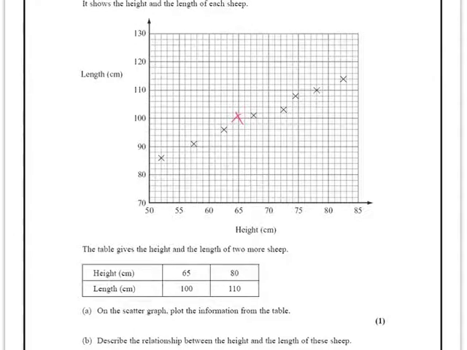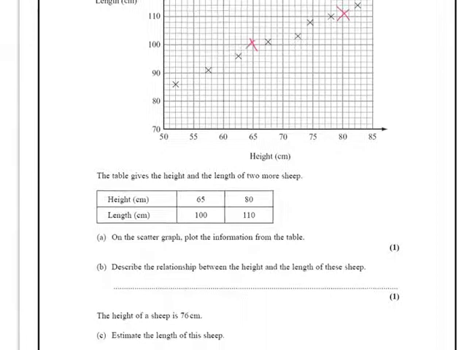The next one's height 80 and length 110. So 80, 110 is going to be there. Okay, again slightly off, but it's good enough. Right. So those are the 2 points. That's our 1 mark for that.